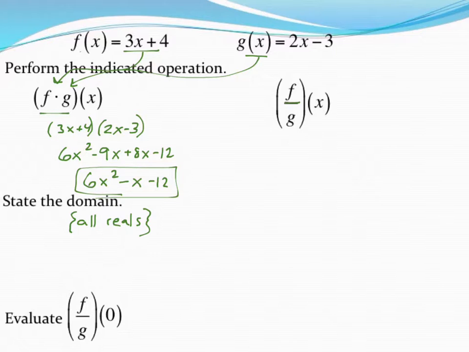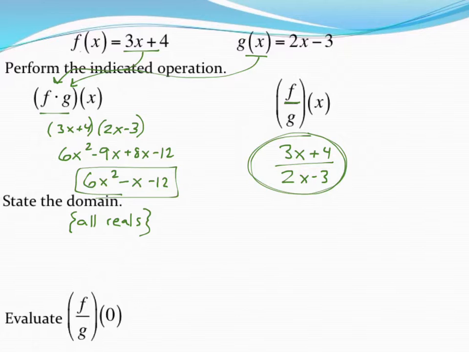Last up, let's divide. So I want to do the f function divided by the g function. So this time the f function, I'll put it on top, so 3x plus 4 is my numerator. My denominator is 2x minus 3, and what's nice about these is a lot of times there's nothing else you can do, at least not without reviewing some factoring and all that, which I'm sure we'll do later this year. But for now, that's my division function. I cannot simplify that in any way.